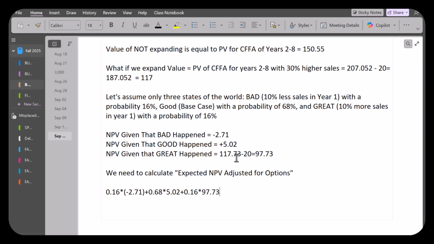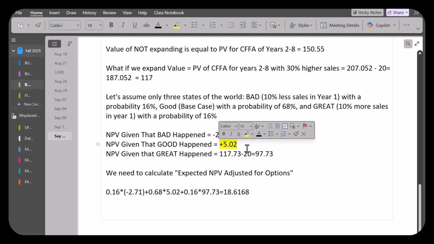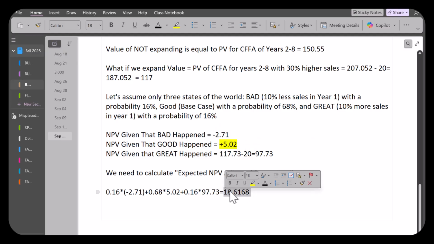My unconditional one, so being blind about what's going to happen, and you have no options. That's 5 point something, right? So that's unconditional NPV. This is option adjusted NPV. So that increase of $13 million is the value of the option. That's the beautiful part of it.